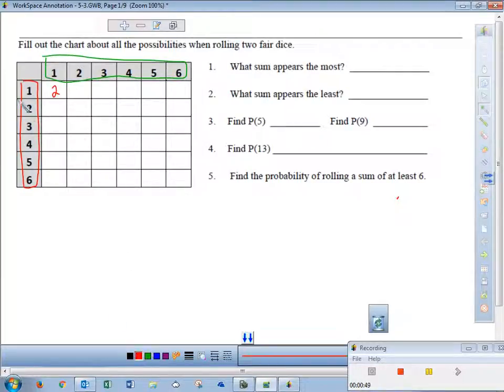If you rolled a 1 on the red die and a 2 on this one, wouldn't you get a 3 out of that situation? And a 1 on the red die and a 3 on this one, you'd get a 4, and so on. So what I'd like you to do is pause the video and fill out this chart completely.